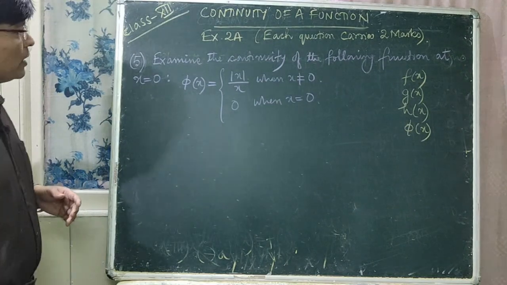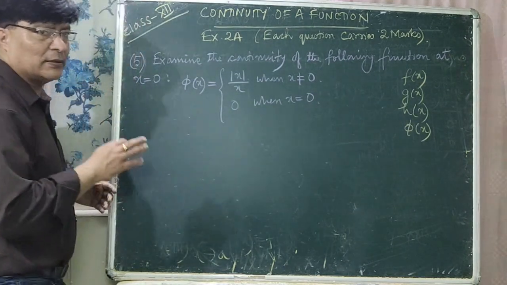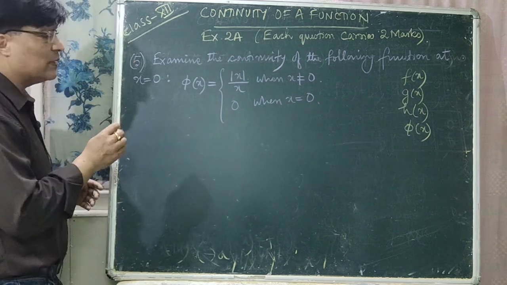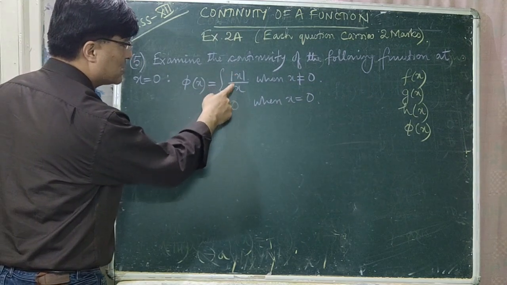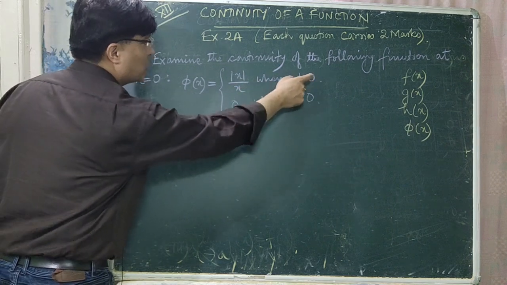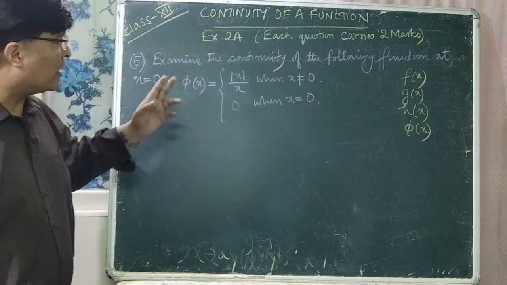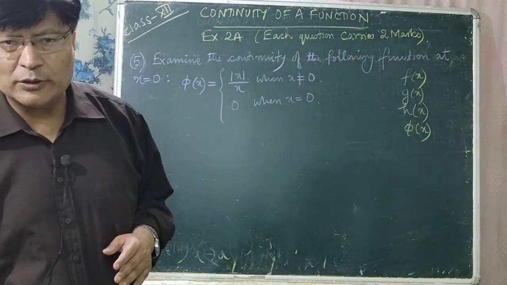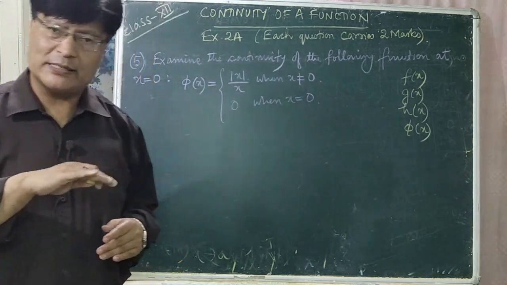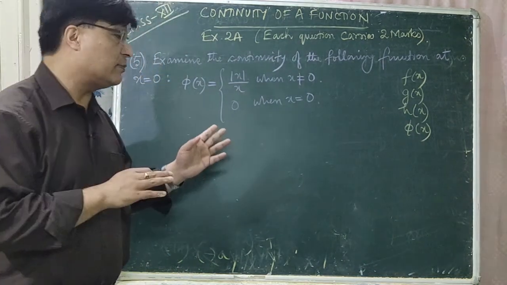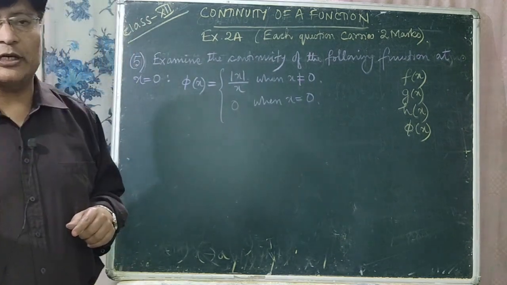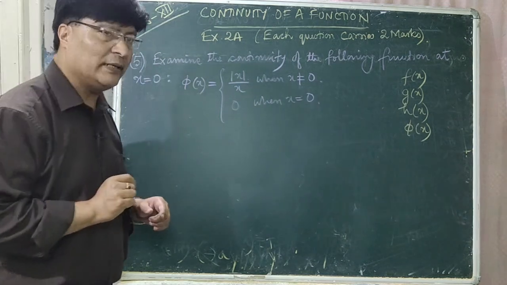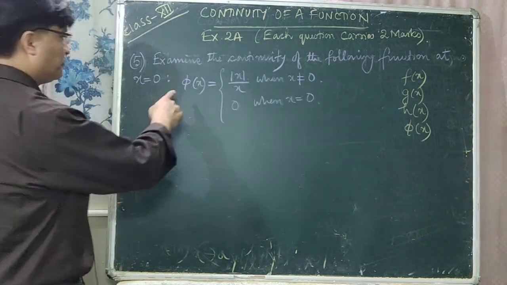Now in this question, the function is given as phi of x, which is equal to mod x divided by x when x is not equal to 0. So what is meant by x not equal to 0? Either it may be x greater than 0 or it may be x less than 0, but x exactly not equal to 0. And what is the second function?